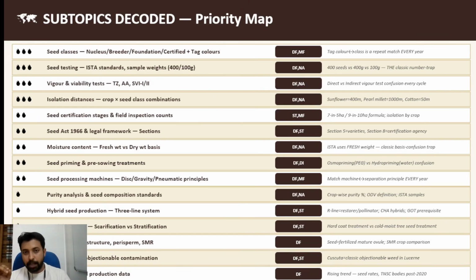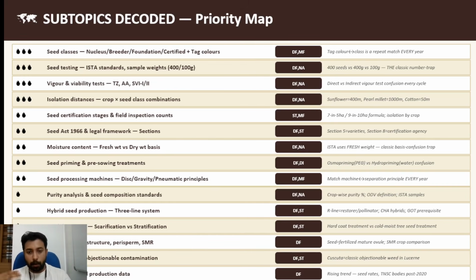Some countries are even banned. India bans imports from some countries. Then you have some contaminants which are physically similar to your seeds. For example, Argemone mexicana, the poppy seeds, and your mustard are physically similar. You can't very easily detect them as contamination. So that is very important.